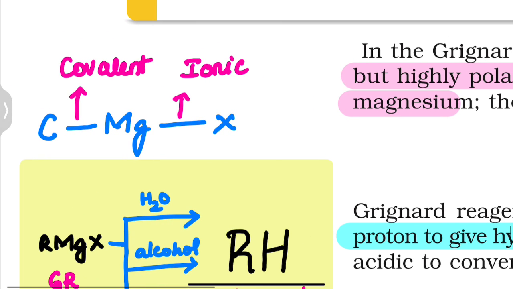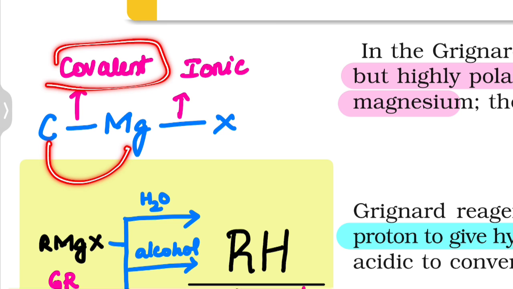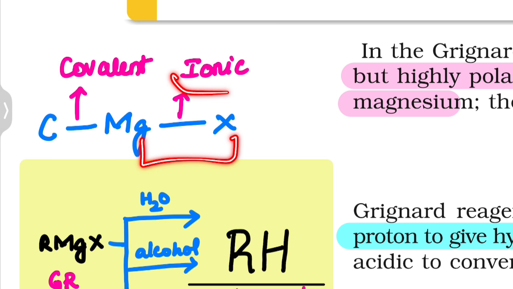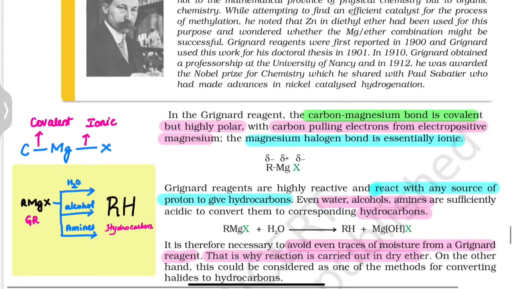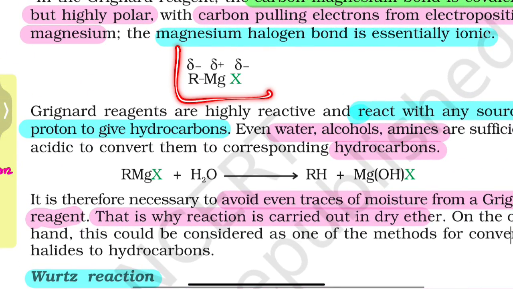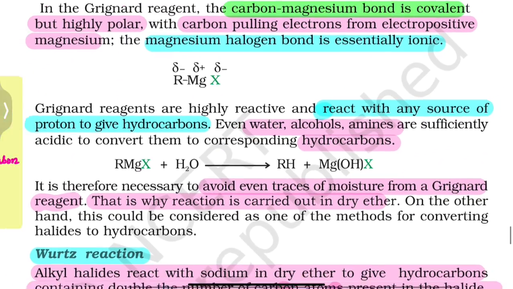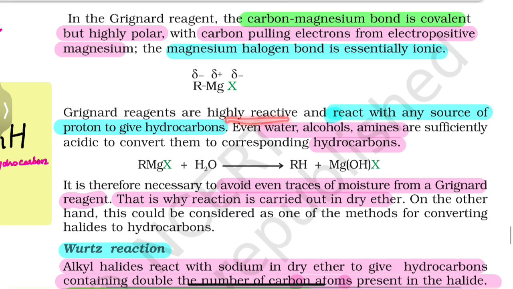So there are two types of bonds present which you have to make a note. Between carbon and magnesium it is covalent bond. Between magnesium and halogen it is ionic bond which is present. So here you can see in the textbook. Grignard reagents are highly reactive in nature and react with any source of proton to give hydrocarbon. So any source which gives proton, that is H plus ion, then it will be converted back into hydrocarbon. So even water, alcohol, amines are sufficiently acidic to convert them to hydrocarbons.